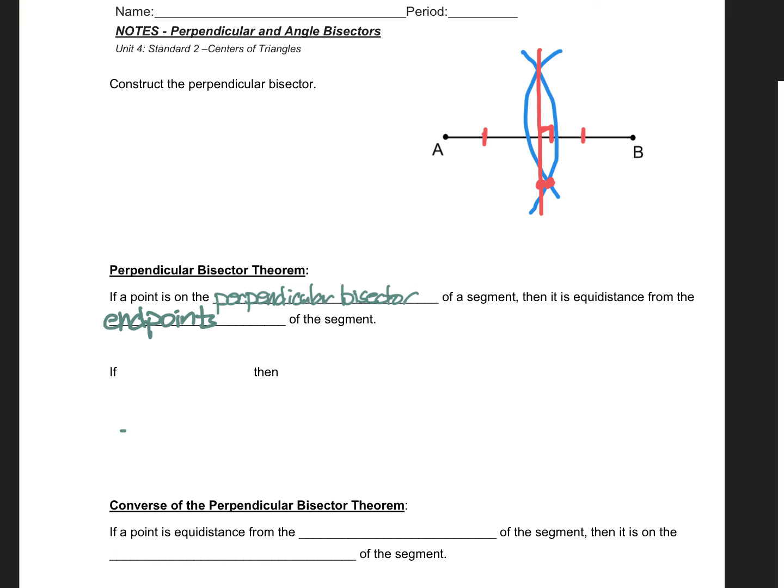So if I have a point on my perpendicular bisector, let's show that this is a perpendicular bisector by putting a little box here and showing that it bisects like this. And then let's show a point on the line. If this is true and I have this point on my perpendicular bisector, then I can determine that this is true, that this length is the same as this length.